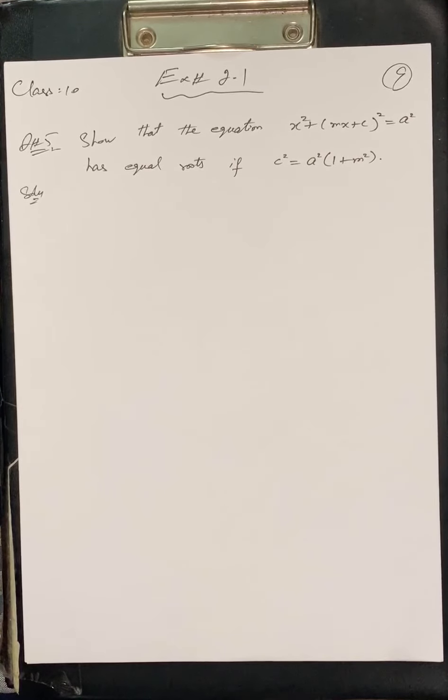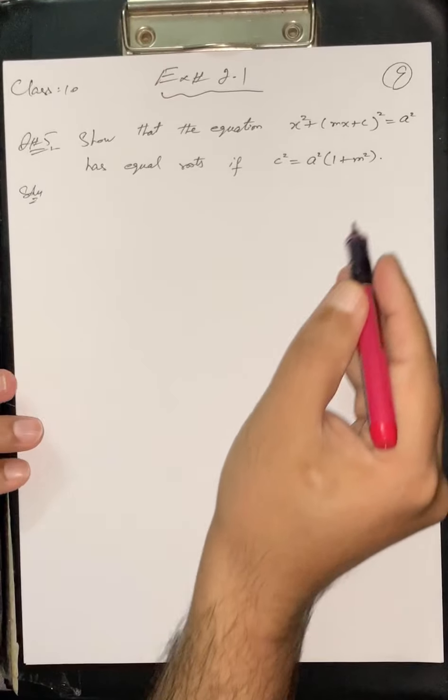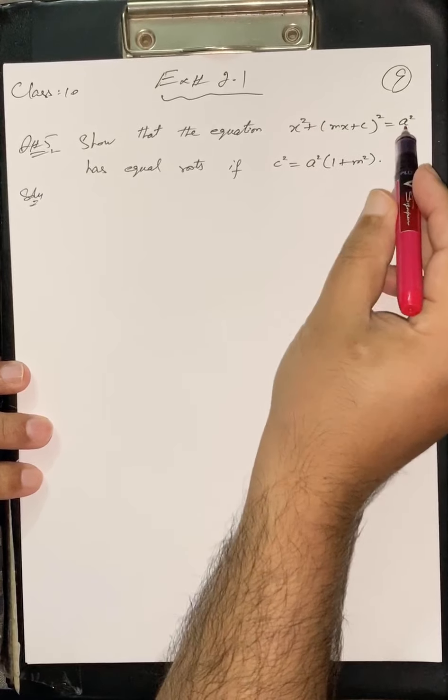Exercise number 2.1 of class 10. Question number 5. Show that the equation (x squared plus mx plus c) whole squared is equal to a squared has equal roots if c squared is equal to a squared into (1 plus m squared). This is my answer for this equation.